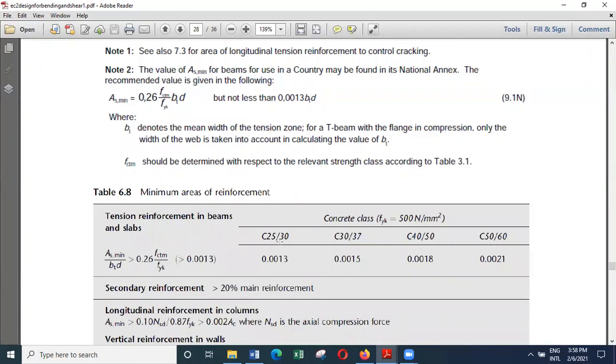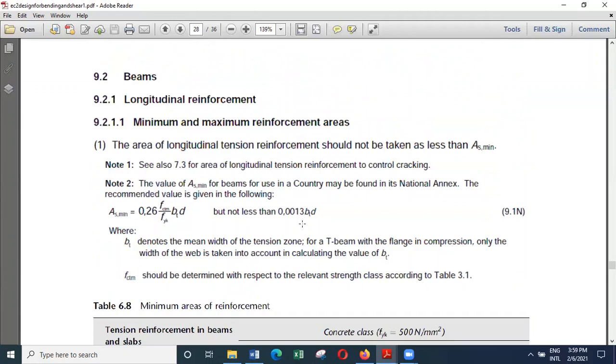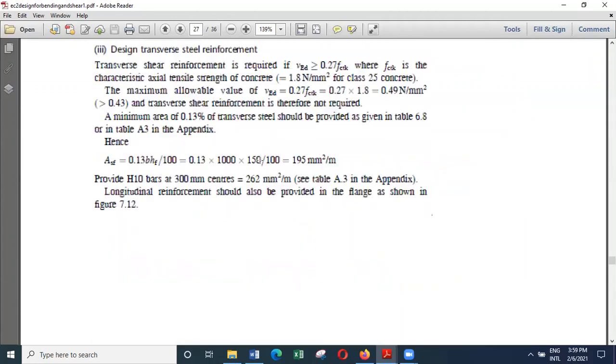For 25 megapascal concrete, or 25 newtons per millimeter square cylinder strength concrete, you get 0.0013, which means you have to provide that particular reinforcement in the transverse direction. And so 0.0013 has to be multiplied by the breadth of the flange and the thickness of the flange. And when you use 0.13, you have to divide by 100, so it's 195 millimeters square per meter.